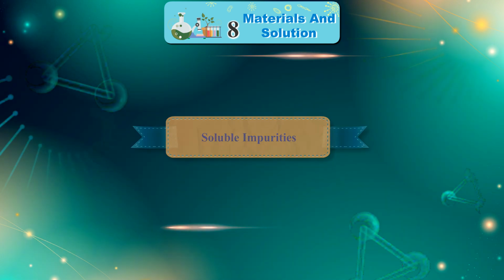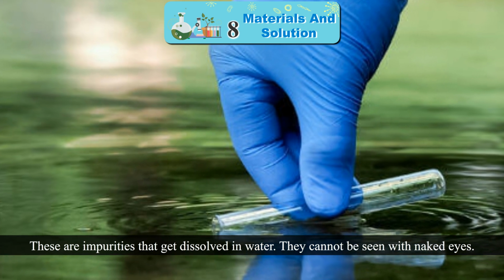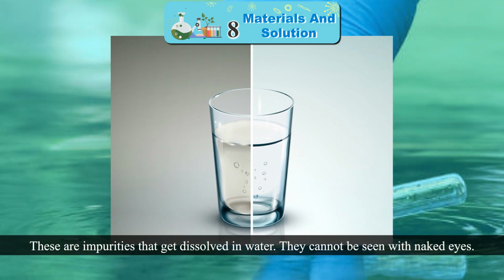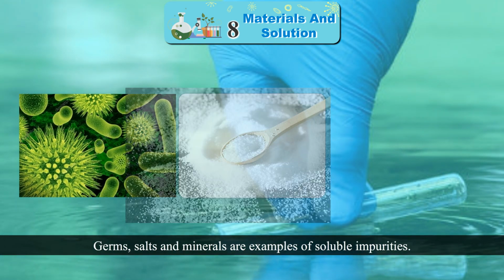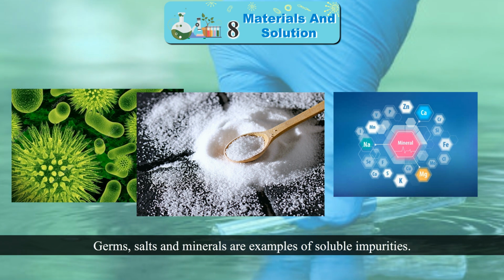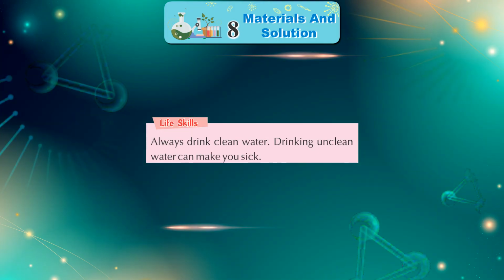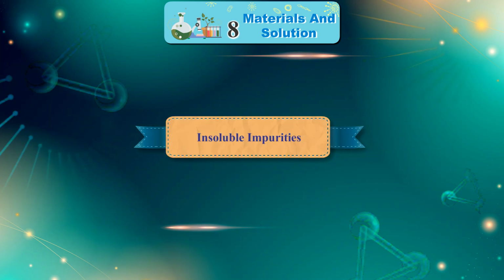Soluble impurities. These are impurities that get dissolved in water. They cannot be seen with the naked eyes. Germs, salts, and minerals are examples of soluble impurities. Life skills: always drink clean water. Drinking unclean water can make you sick.